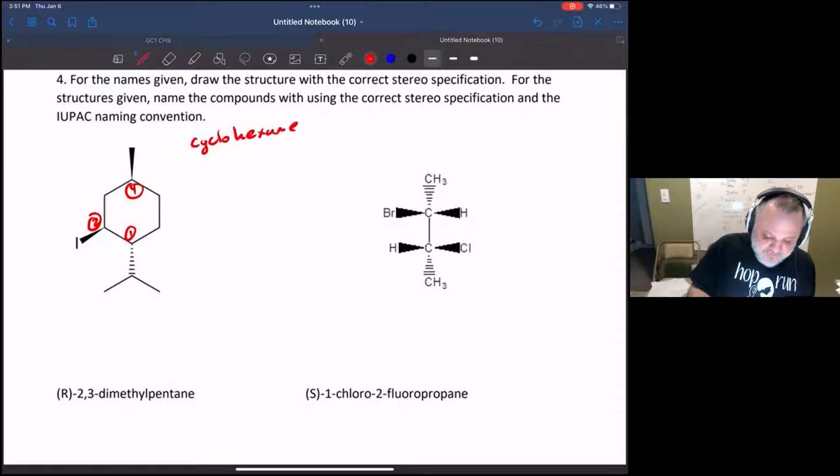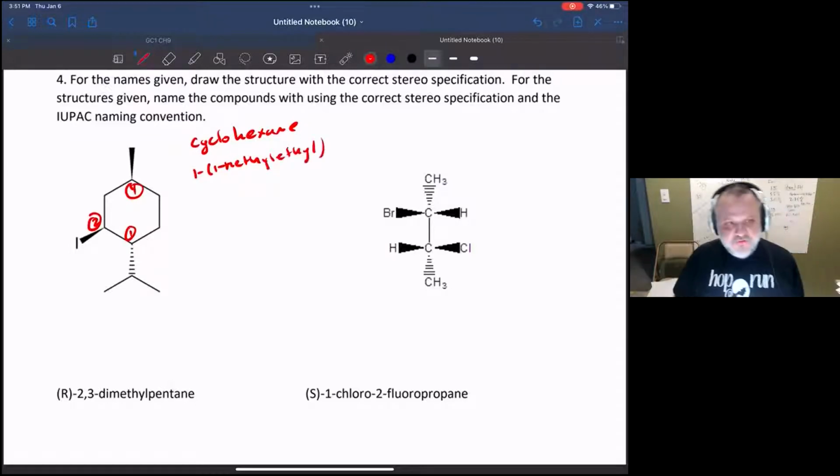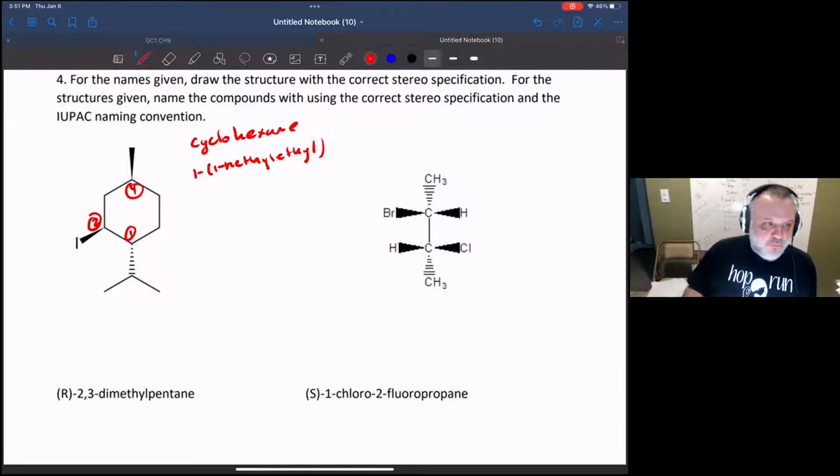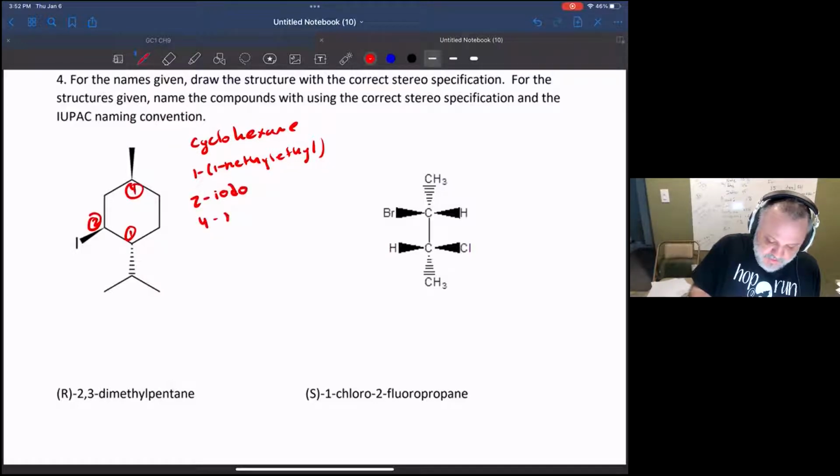Okay, what do I have with this cyclohexane? I have a 1, and it's a 1-methyl ethyl at that position. I'm going a little bit faster because at this point you should be able to identify these groups. If you can't, go back and do a little bit more practice from chapter 4. All right, the position at 2, that's 2-iodo. And at 4, that's going to be a methyl group. So we got everything together.